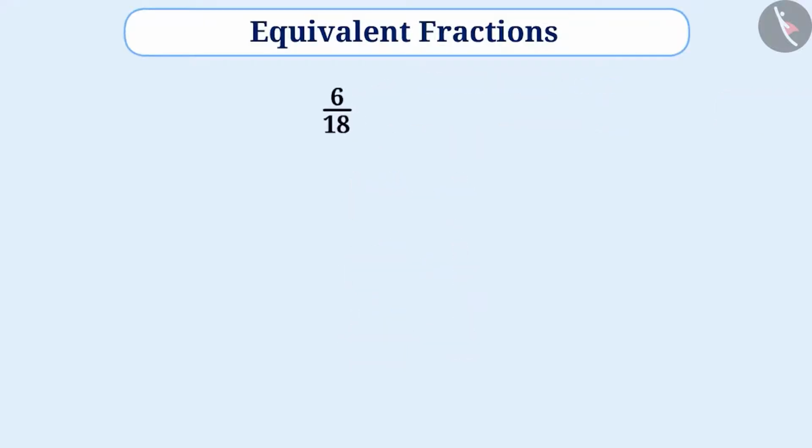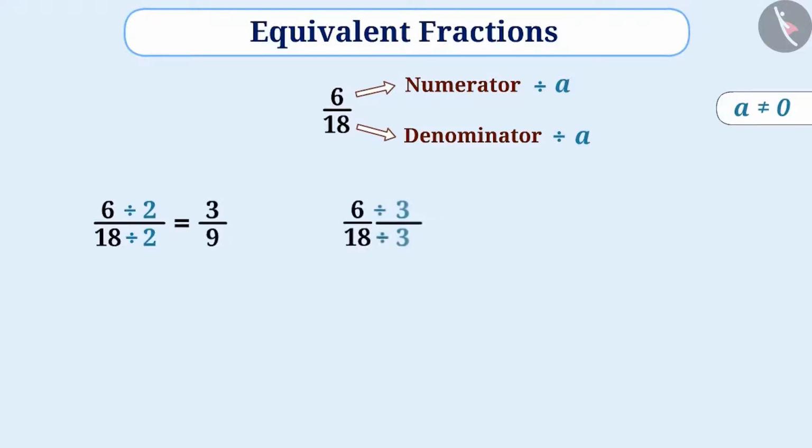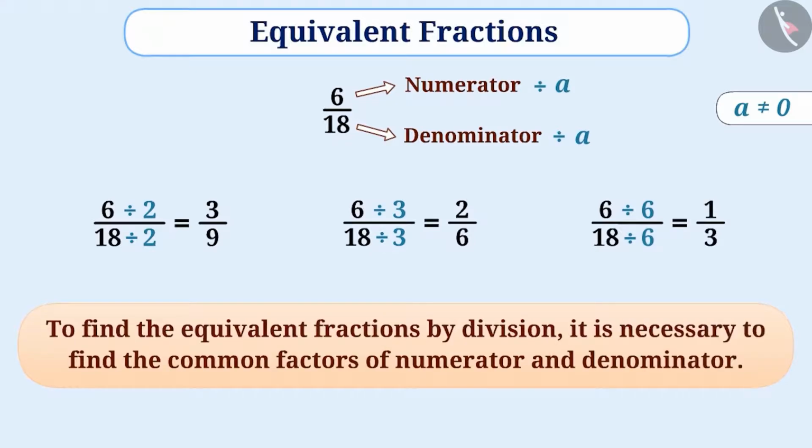Similarly, in order to find the equivalent fractions of any given fraction, we can divide its numerator and denominator by the same number. For example, to find the equivalent fractions of 6 by 18, the numerator and denominator can be divided by 2, which gives the equivalent fraction 3 by 9. Similarly, dividing by 3 will give an equivalent fraction of 2 by 6. And dividing by 6 will give an equivalent fraction of 1 by 3. To find the equivalent fraction by division, it is necessary to find the common factors of the numerator and denominator. Now let's understand what the simplest form of a fraction is.